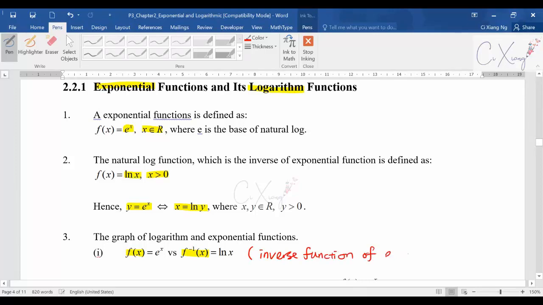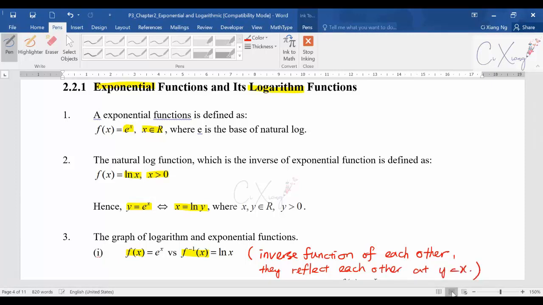Since they are inverse functions of each other, you should know some properties we learned before in AS level. When you have inverse functions, what does it mean? It means that they reflect each other at a certain line. What is the line? At the line y equals x. This is a small property that you need to know. So let's learn how to sketch the graph.